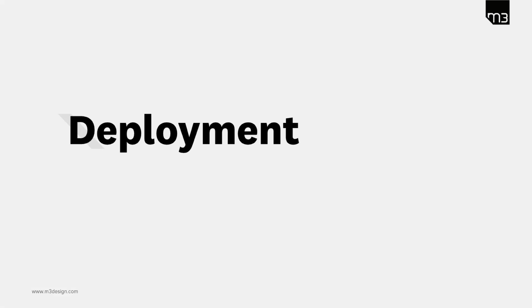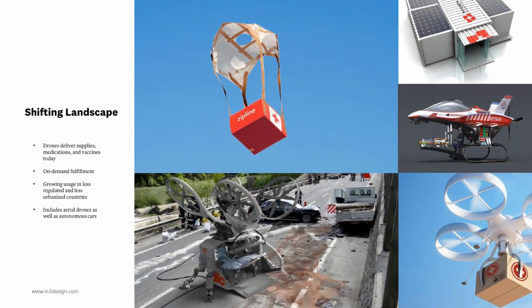All right, the next technology that we're going to talk about is deployment. And that really has to do with unmanned vehicles and automated vehicles and drones specifically. Today, drones are being used to deliver supplies and medication and vaccines. They can be used to do on-demand fulfillment, so physicians can order supplies as they need them, and then those can be turned around very quickly, so it's very, very efficient.